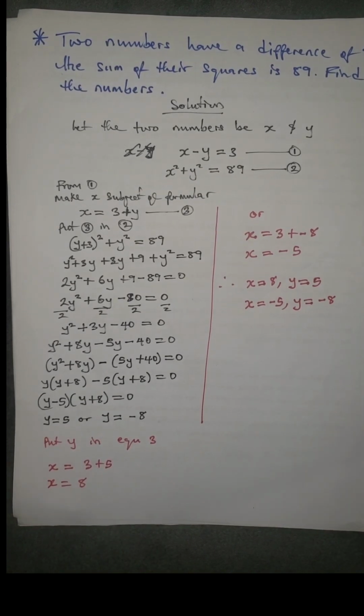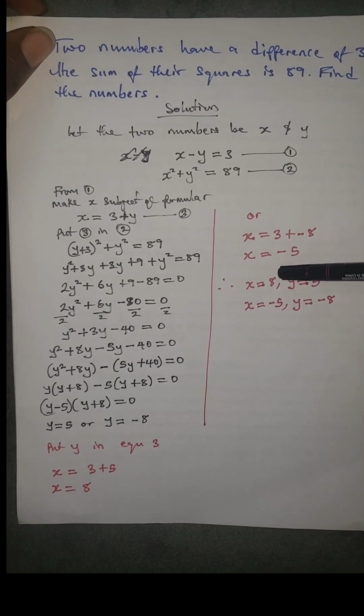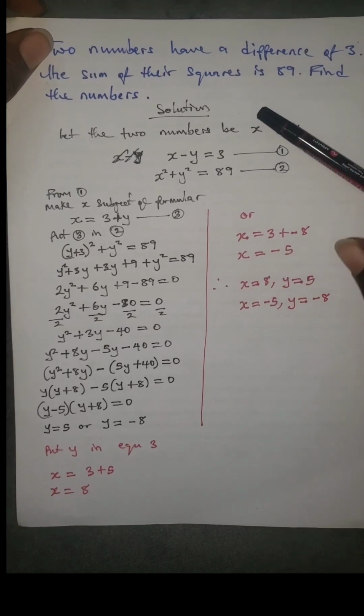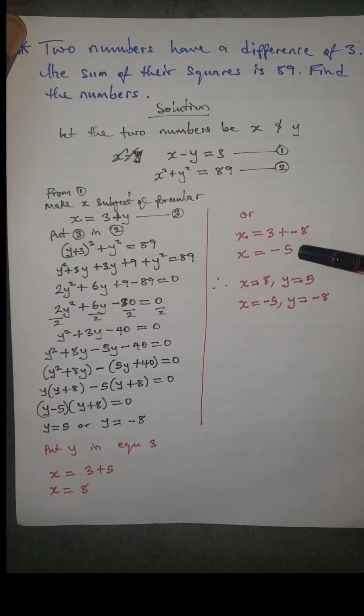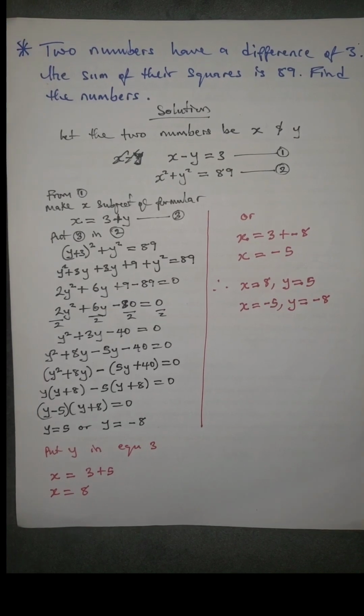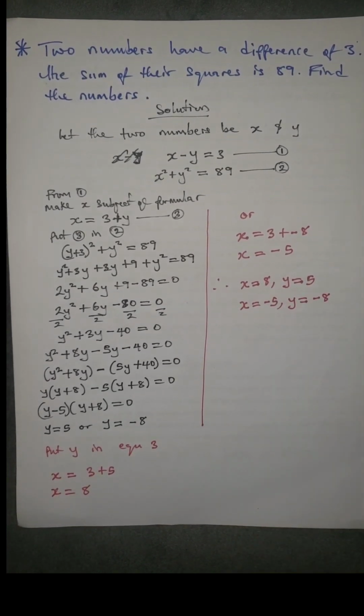You can check it and be sure that the answers are correct. When you find the difference between 5 and 8, it will give you 3. Then 8 squared will give you 64, 5 squared will give you 25, and when you add them together, you will get 89. So if you also test the second set of solutions, you are going to have your answer.